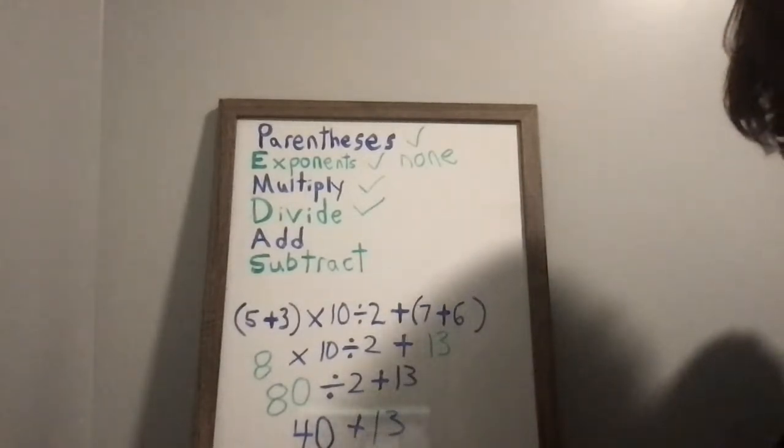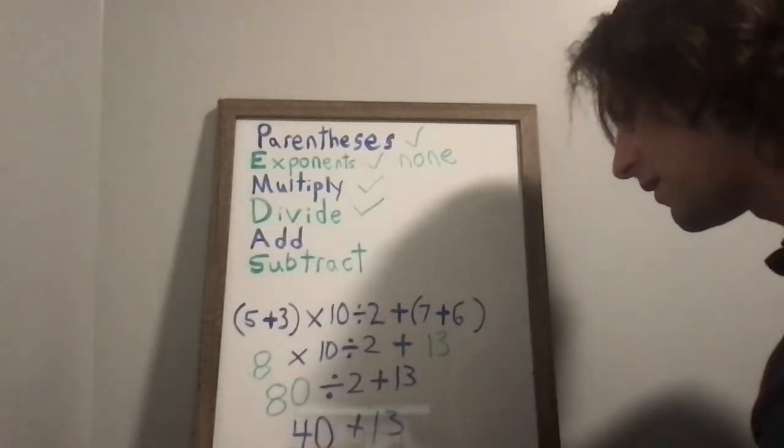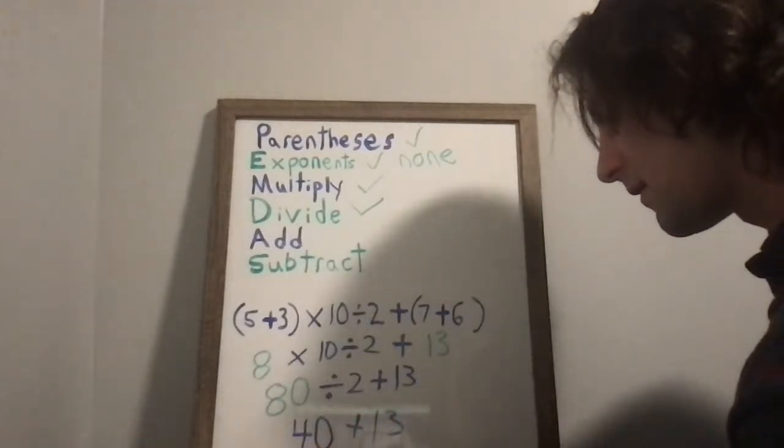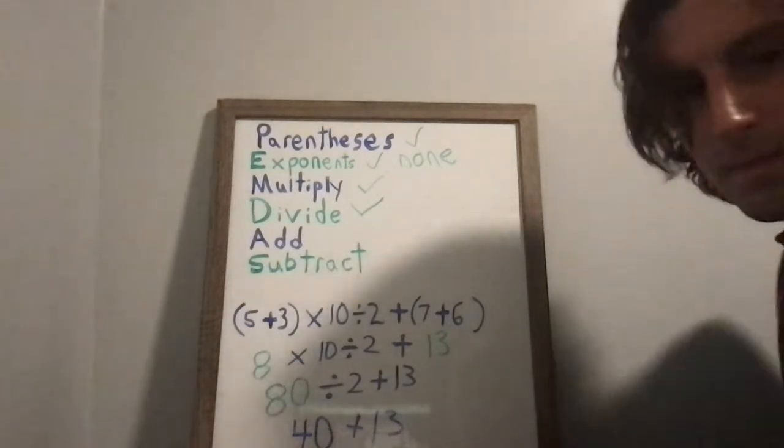So now the last two steps are add and subtract. So the final step, 40 plus 13, we have to add together. 40 plus 13 is 53.